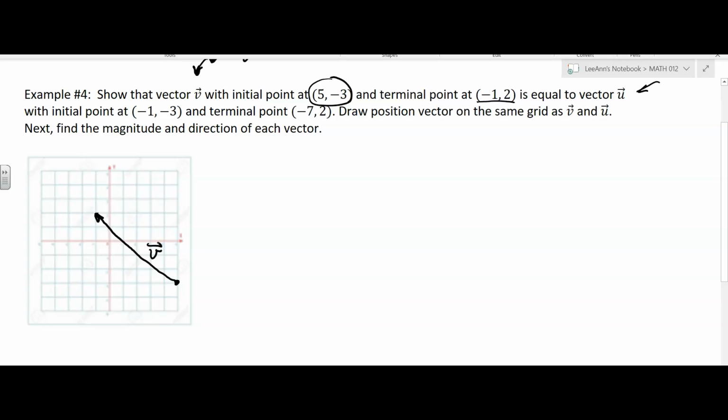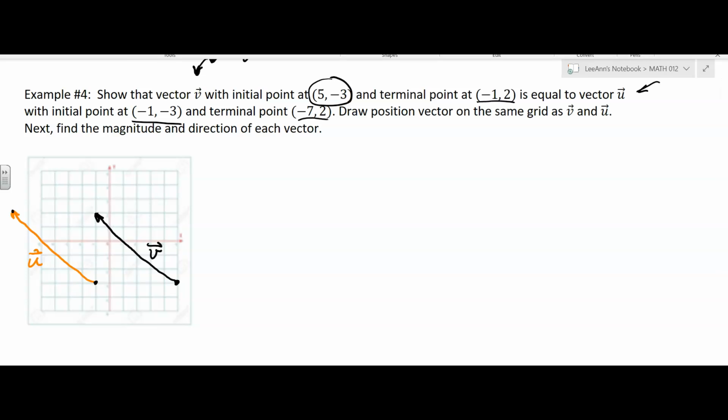Hopefully it's straight. Now vector u has an initial point at negative 1, negative 3, and then a terminal point at negative 7, 2. Negative 7 is kind of off my grid here, but we'll say it's there. Let me put it in a different color. And that's going to be vector u. I think I mentioned that u and v are common names of vectors when we're working with them.